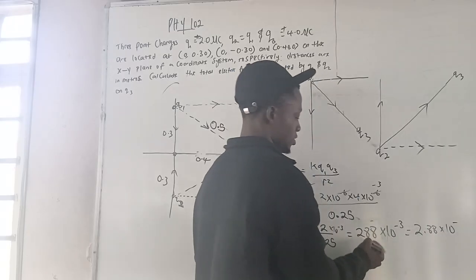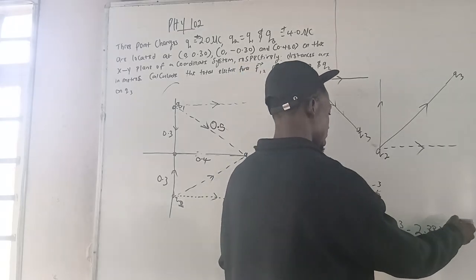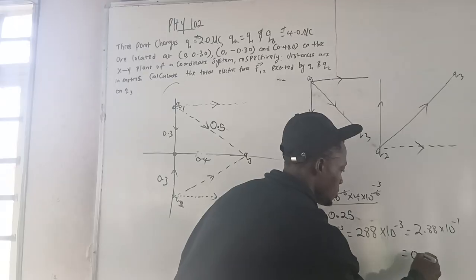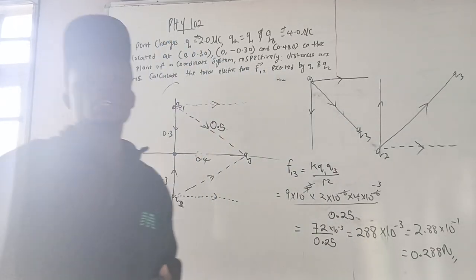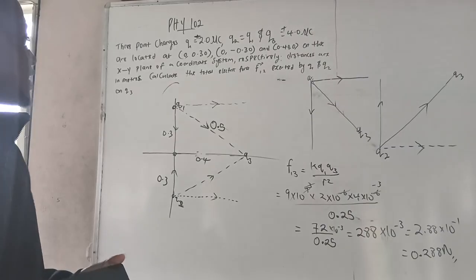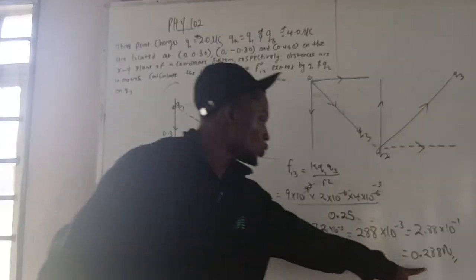10 raised to the power minus 1, which equals 0.288 Newton. So that's the force exerted by Q1 on Q2, 0.288 Newton.